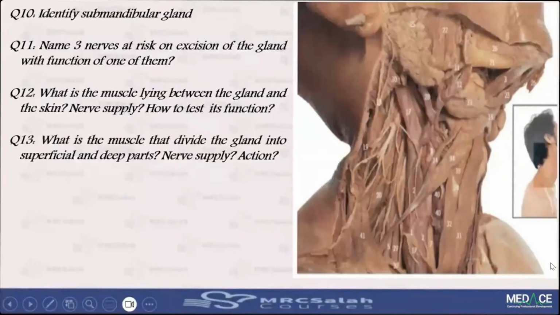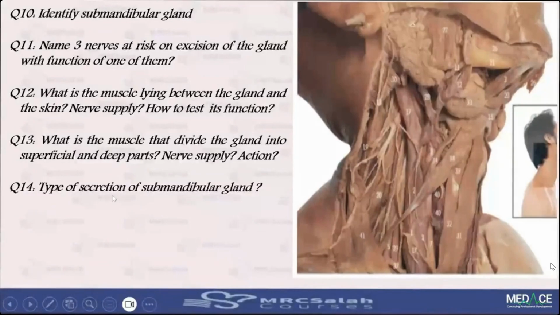What is the muscle that divides the gland into superficial and deep parts? Mylohyoid muscle. And what is its nerve supply? The nerve supply for mylohyoid is a mandibular branch of the trigeminal nerve. And what is its action? The action is elevating the hyoid bone and depressing the mandible, and it will help in initiating swallowing. Yes, the nerve name is nerve to mylohyoid, a branch of the trigeminal nerve.